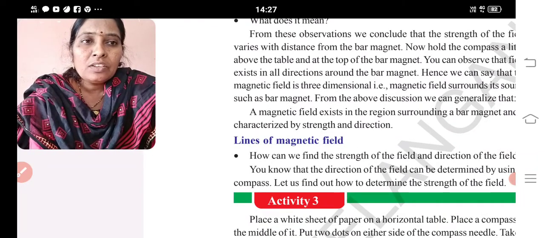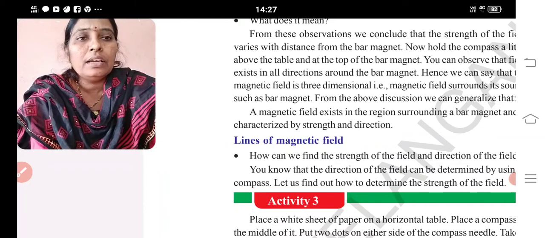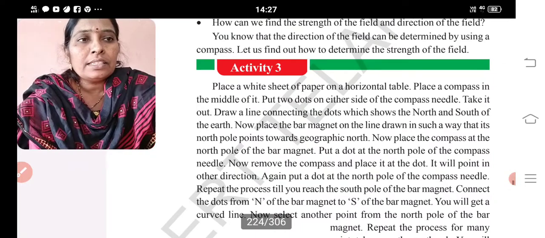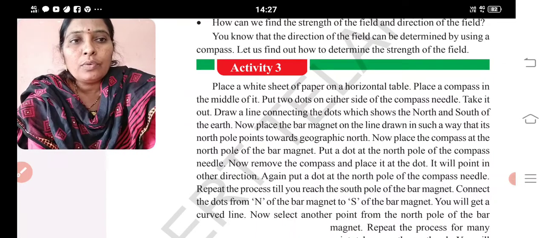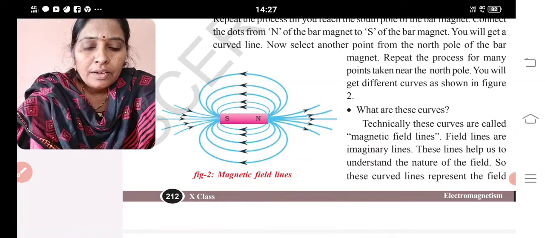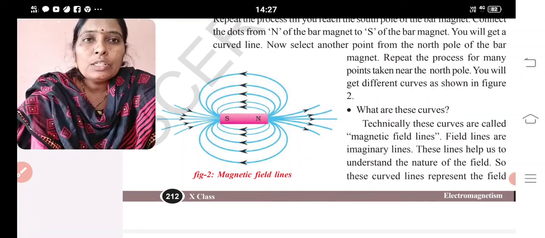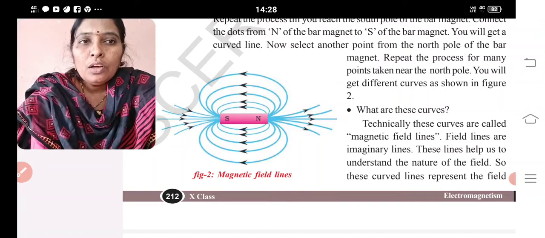What is meant by lines of a magnetic field? How can you find the strength of the field and the direction of the field? Put two discs on either side of the compass. By seeing that you can understand. Take a white chart, place it on the table, place a bar magnet on it, and take two magnetic discs or a magnetic substance. Just place it near that. It deflects. That is the first position. See figure 2. You can see the curve positions 1, 2, 3, 4, 5.